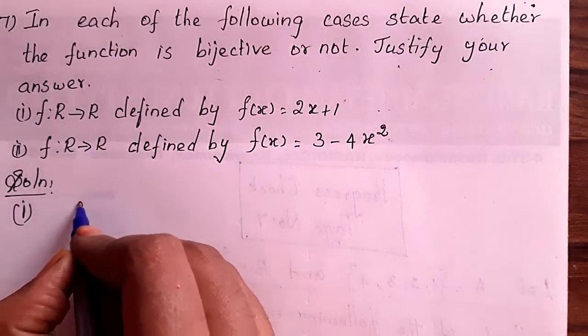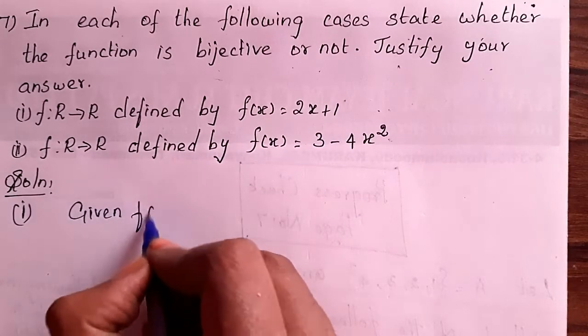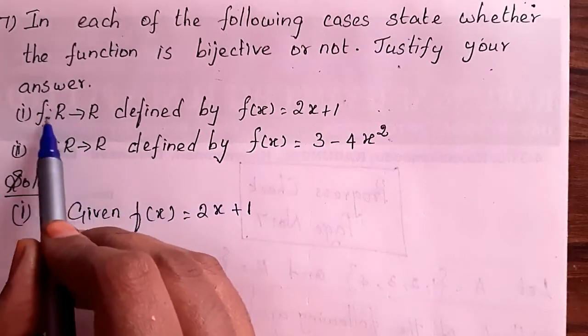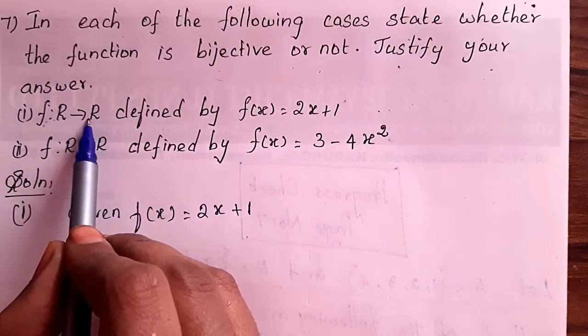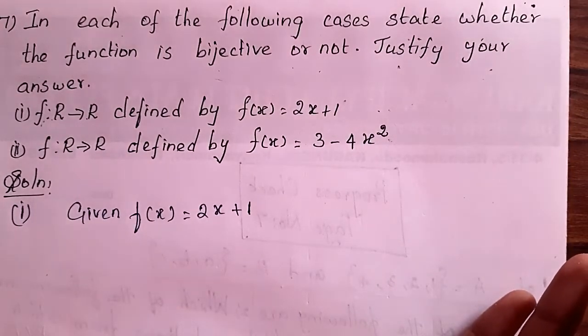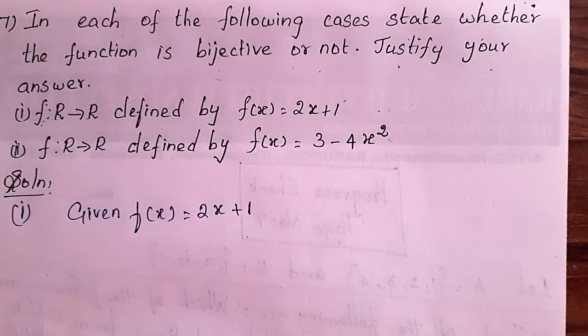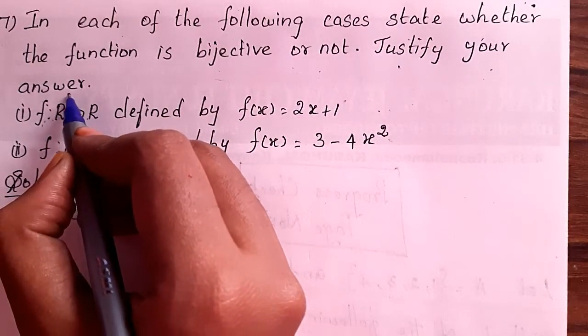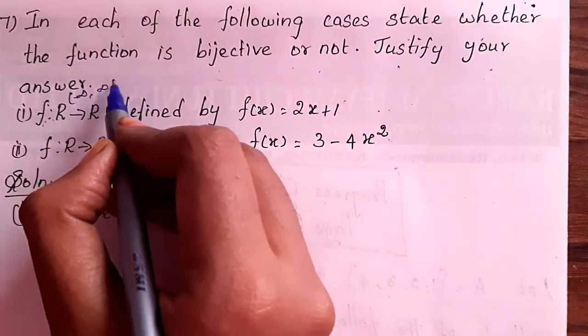So in 1, what is given? Given f of x equal to 2x plus 1. Look at the function f from R to R. R to R means the set of all real numbers. It contains all values like positive, negative, 0, also decimal values, everything. So we are going to take only a few values like minus 1, 0, 1, 2, 3. As you wish, you can take any. The reason is this contains all the values, the interval minus infinity to infinity.